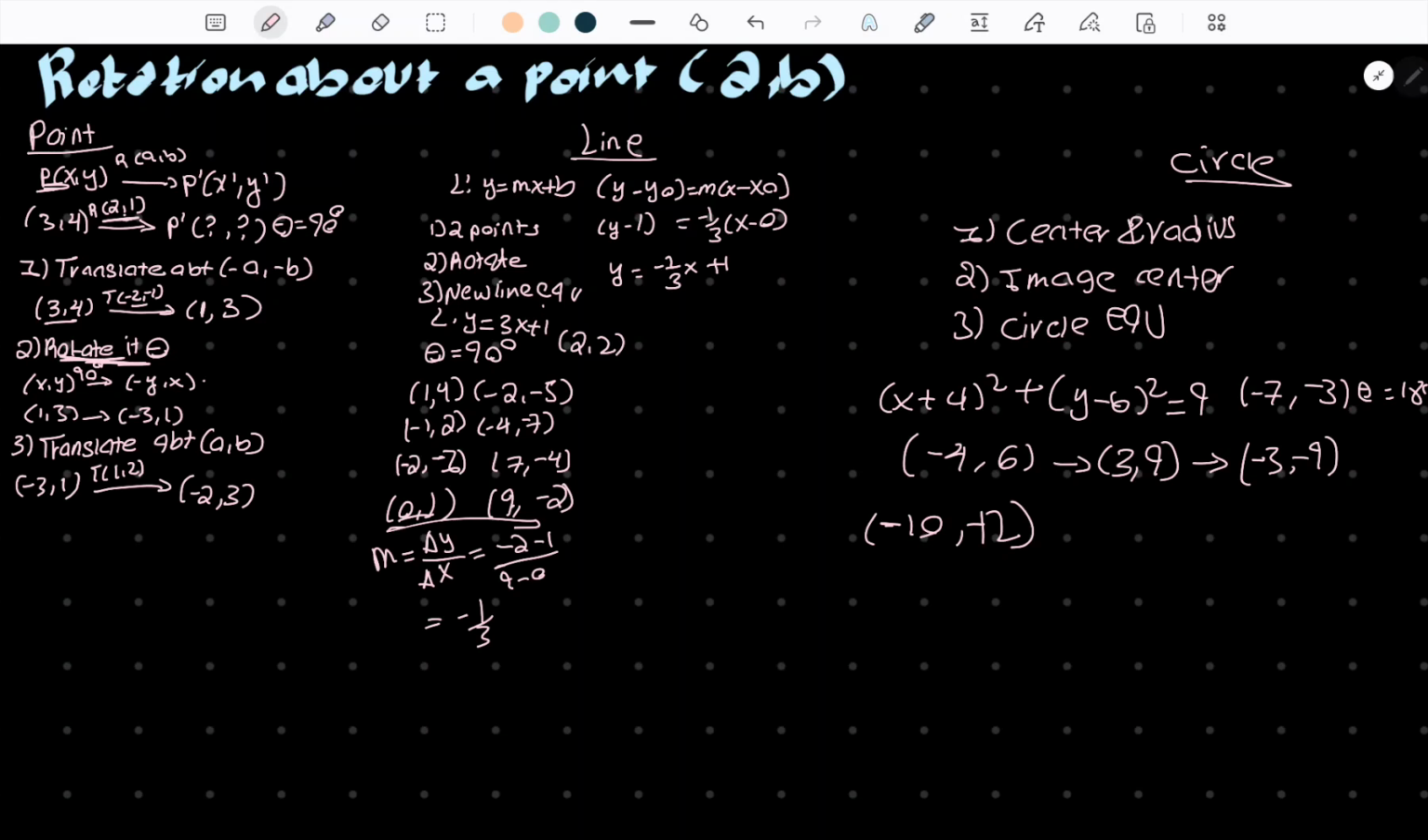Now we need to plug this back into the equation. When we plug everything back into the equation, it would be (x plus 10) squared plus (y plus 12) squared equals 9. So this is how we can easily translate a circle.